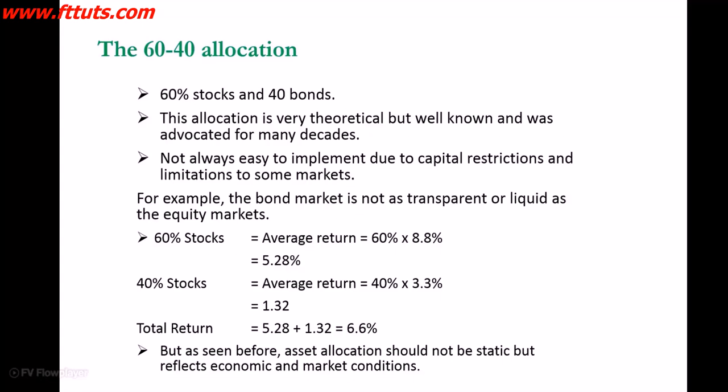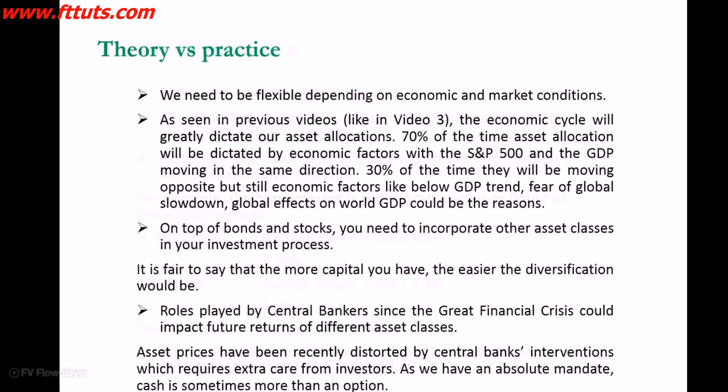But let's look at the possible return. 60% stocks with an average return, 60% times 9% roughly, that gives you 5%. 40% bonds, average return will be 40% times 3.3% return. So that gives you 1.3%. So the total return should be around 6.6%. So this is something that we have seen in the last 30 to 40 years. But as seen before, asset allocation should not be static, but reflect economic and market conditions.